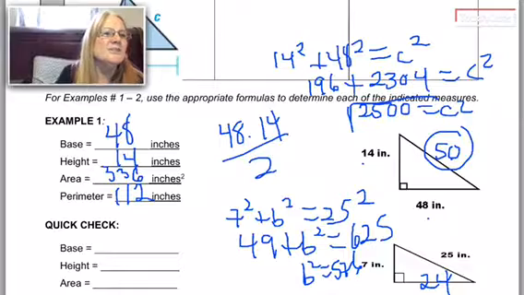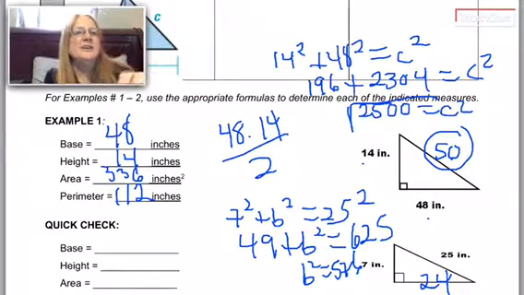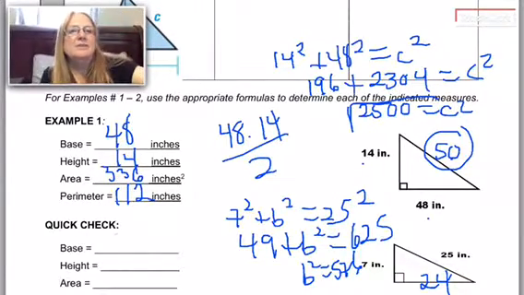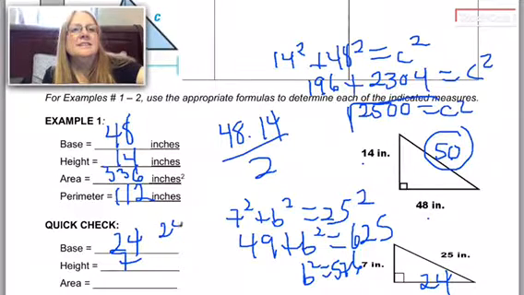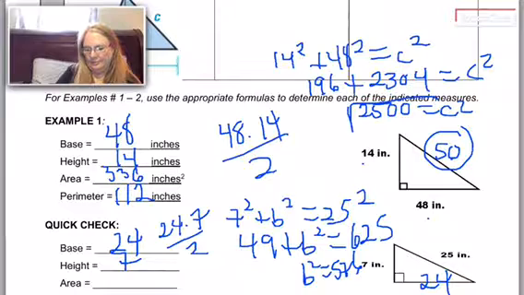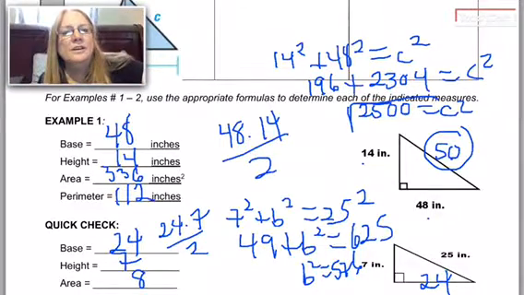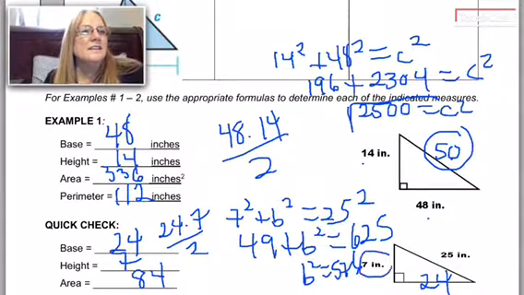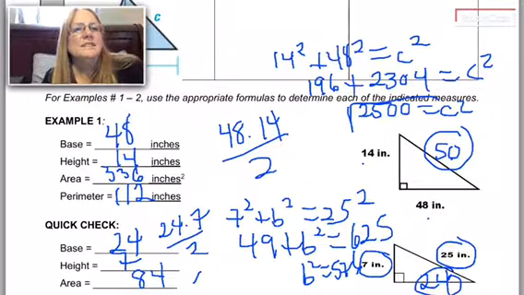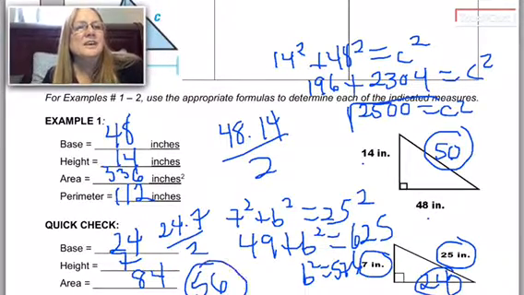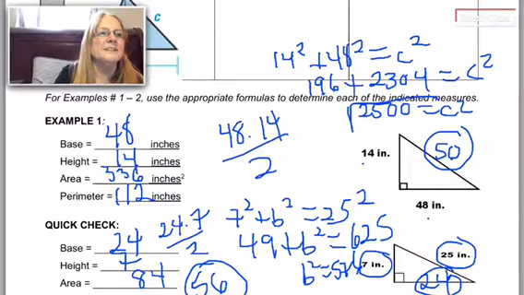Okay, so they're going to use a lot of triples here to make it easy for us, but you can't always assume that. So the base is 24, the height is 7, so base times height divided by 2 gives me 84. And then the perimeter, we're just going to add 7, 25, and 24, and we get 56. That would be your perimeter.